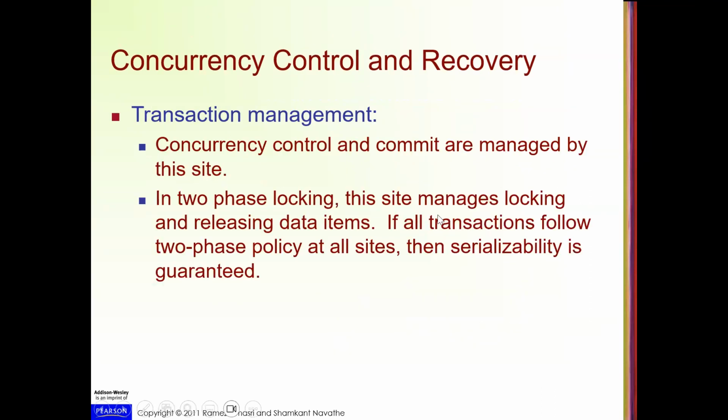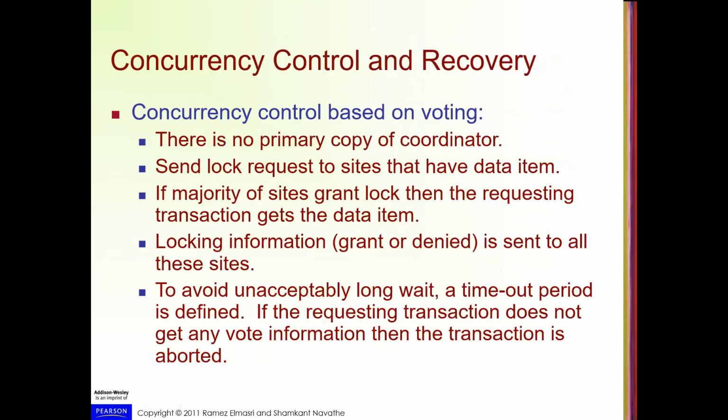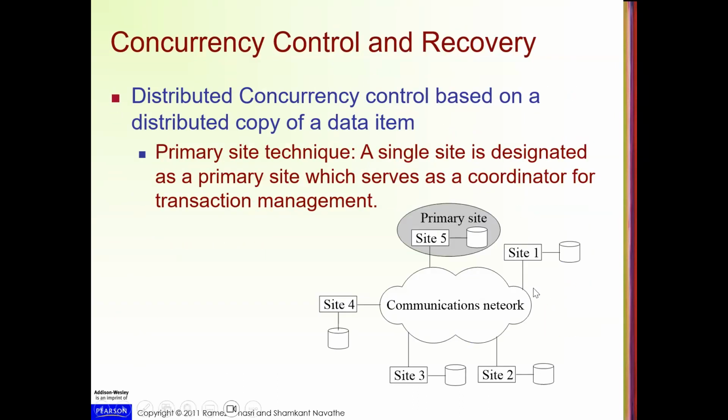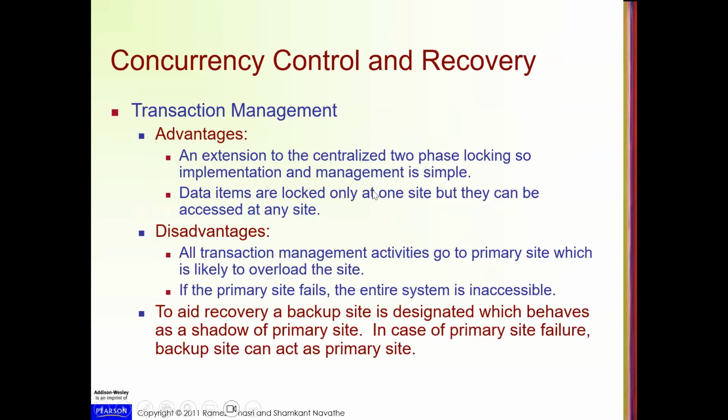Two-phase locking: in two-phase locking, this site manages locking and releasing the data items. If all the transactions follow two-phase policies at all the sites, then serializability is guaranteed. So we are talking about maintaining a consistent data item. One of the sites becomes the primary site and acts as a coordinator, and it will take care of the two-phase commit, and also of locking and unlocking the data items.